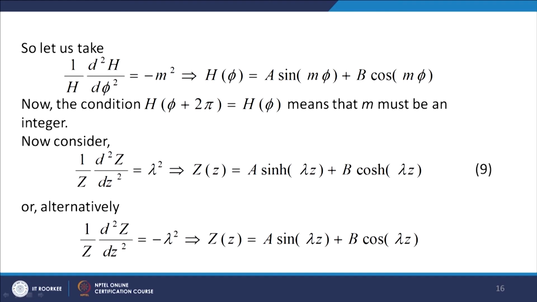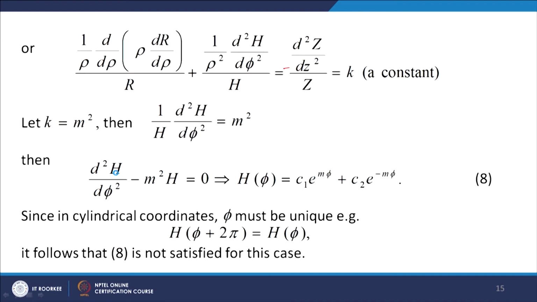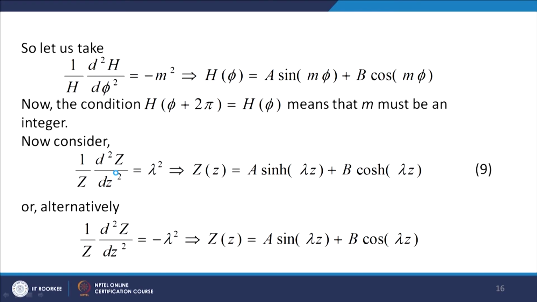Now consider 1 over Z d squared Z by dz squared equal to lambda squared. So here d squared Z over dz squared is k Z. Let us take k to be equal to lambda squared, so that d squared Z over dz squared minus lambda squared Z equals 0. Its auxiliary equation is m squared minus lambda squared equal to 0, m equal to plus minus lambda. So it has two distinct real roots, and therefore Z equals some constant a times e to the power lambda z plus b times e to the power minus lambda z, and this can also be written in terms of sinh and cosh functions. So we have a sinh lambda z plus b cosh lambda z.